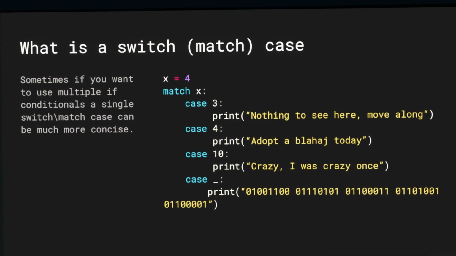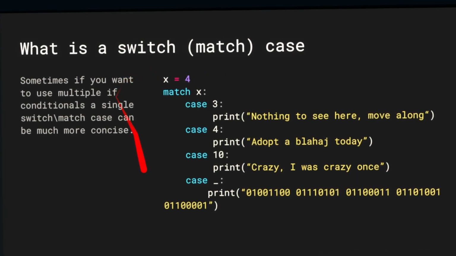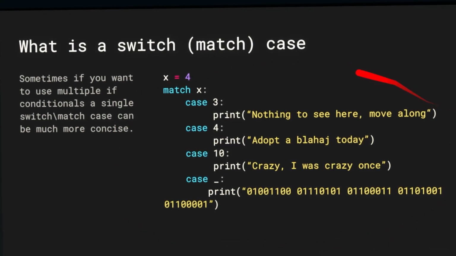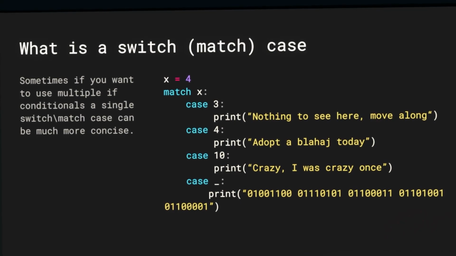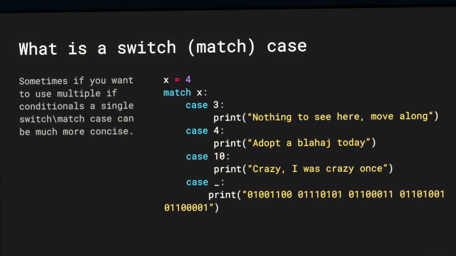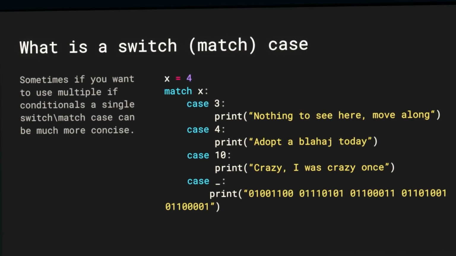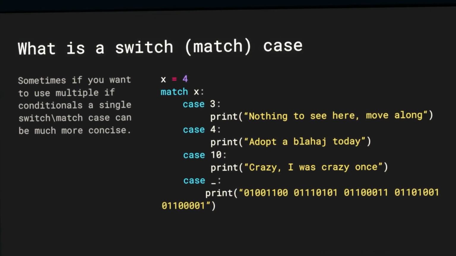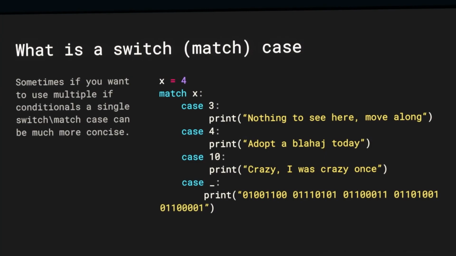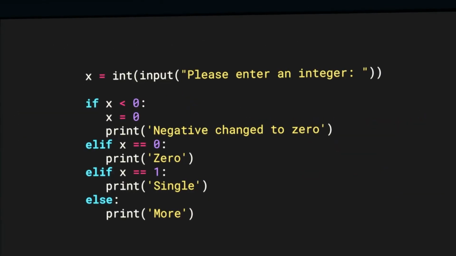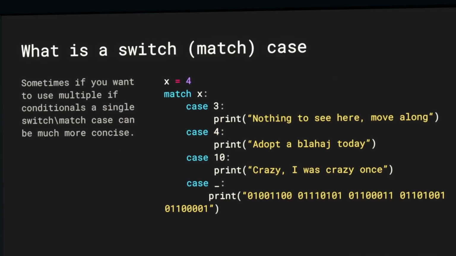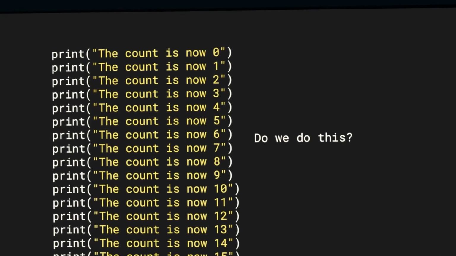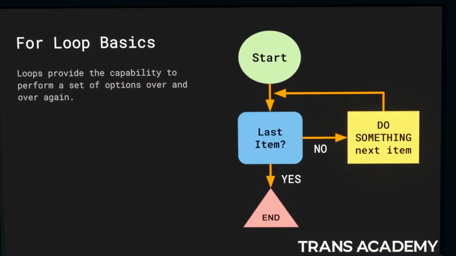Match case is, if you have a bunch of elifs, 100% a better way to do it. Match cases, also called switch cases in other languages, are fast, they're simple to read, and they follow a similar pattern across most languages. So this, I would argue, is a lot easier to read than this. It's a very good question.